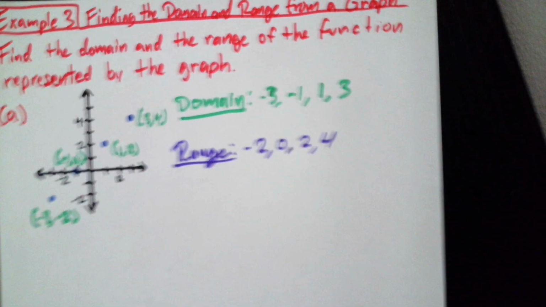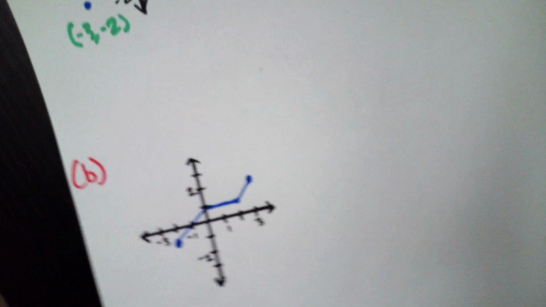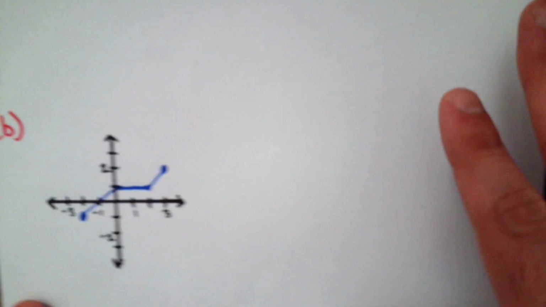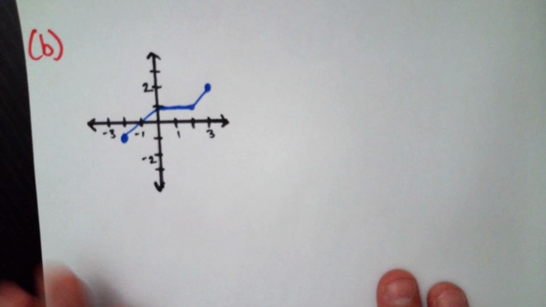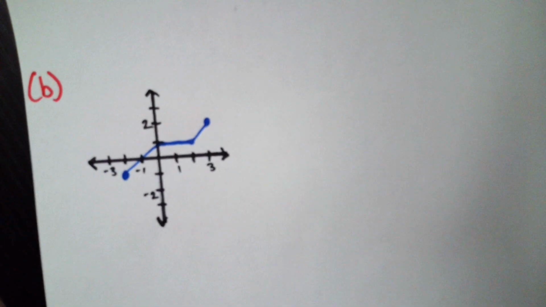So for part B, now we have something a little bit more, I don't want to say complicated, but it is a little bit more involved. It's something that's connected. It's something that's continuous. Let me see if I can get the zoom on this thing right. There you go. Kind of. Alright, so we have a graph. Everything's connected.